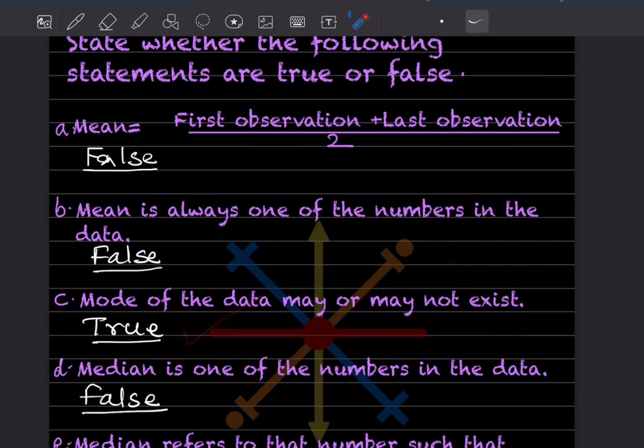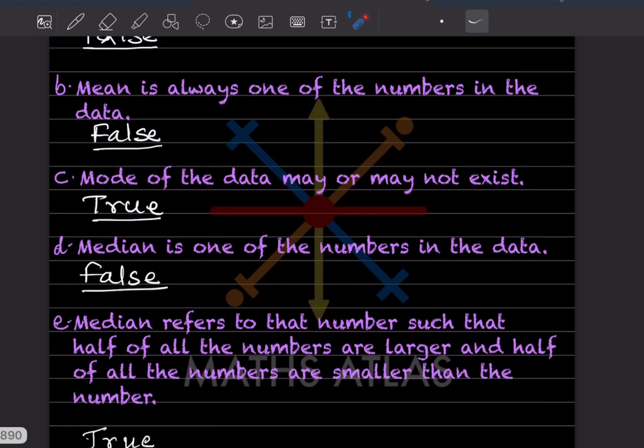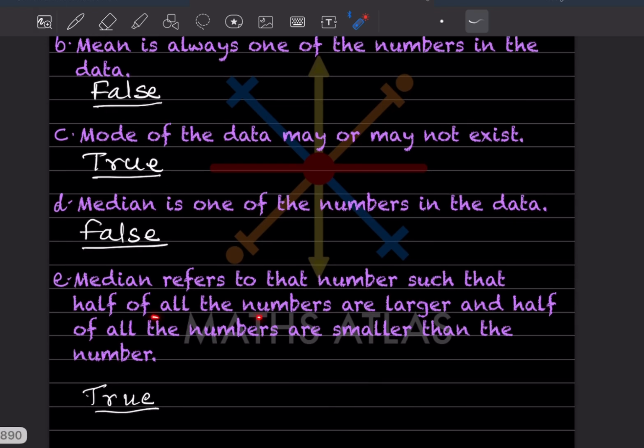So this is true. Median is one of the numbers in the data. So again, this also is not true. It is not necessarily a number in the data. Median refers to that number such that half of all the numbers are larger and half of all the numbers are smaller than the number. So actually, median means we have to see the middlemost in the data. So we will take the half part from this part, the half from this one, and we'll see which is the middlemost one of it. So this is true.